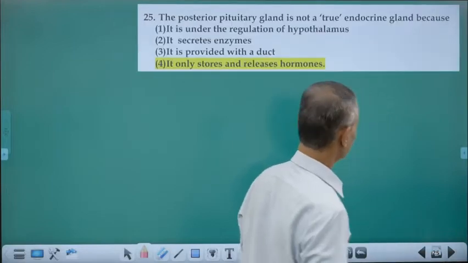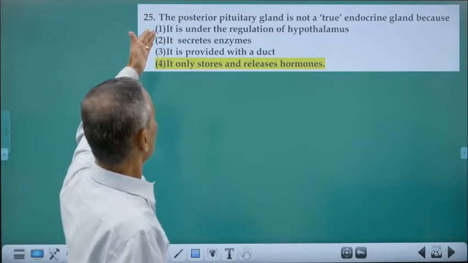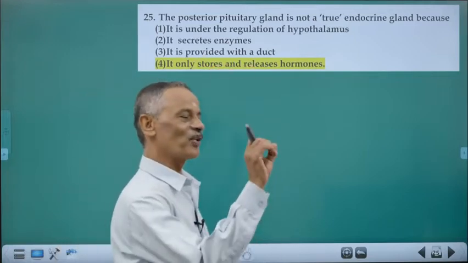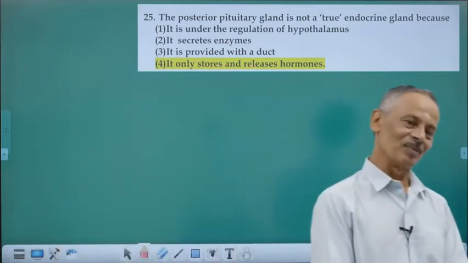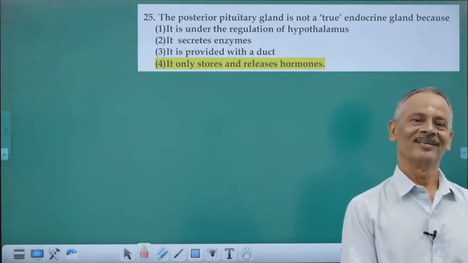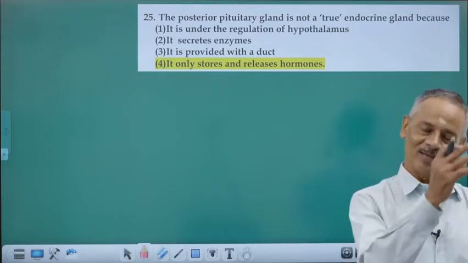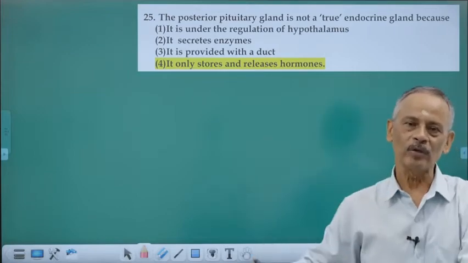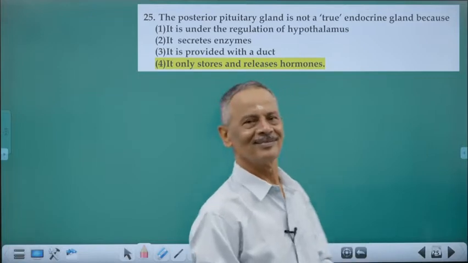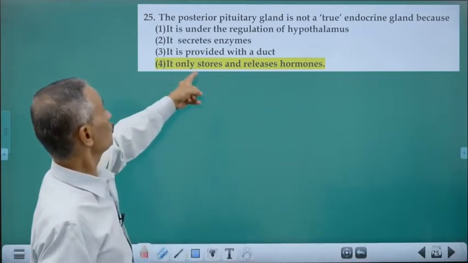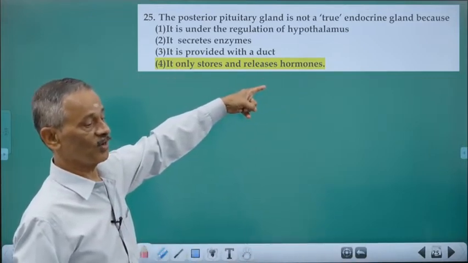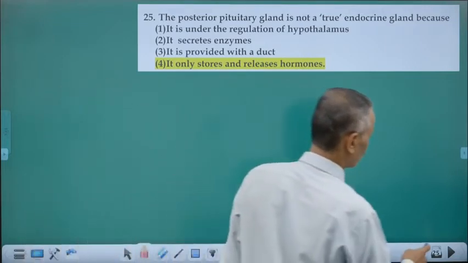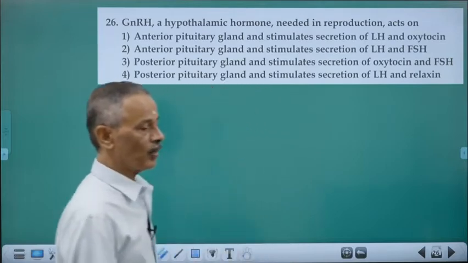You have studied it. Now, the posterior pituitary gland is not a true endocrine gland. Why? Because it is not producing any hormone of its own. It is simply a storing place. It's only a godown where the secretions produced by the hypothalamus are transported and stored. It is just a releasing one. So it only stores and releases the hormones, oxytocin and vasopressin, produced by the hypothalamus, which are transported through their axon bundles or tracts.